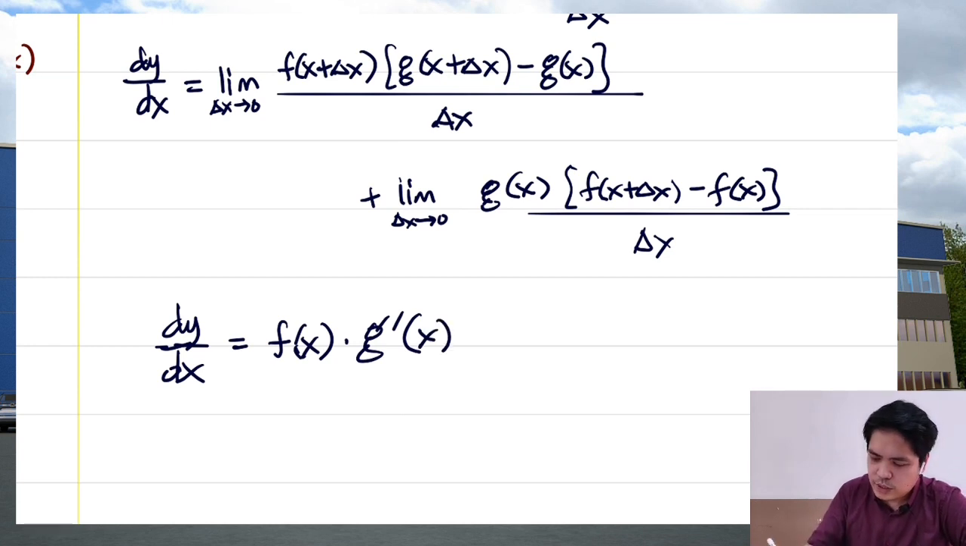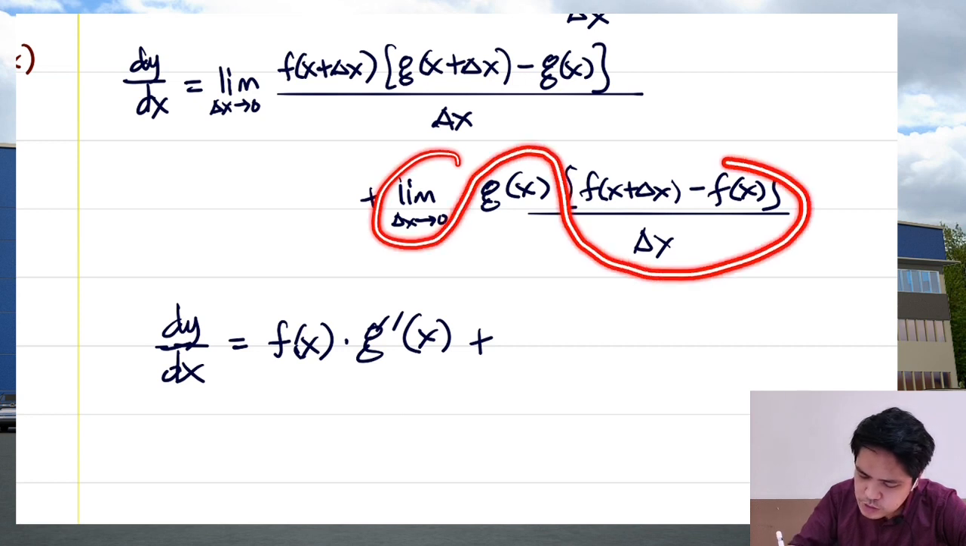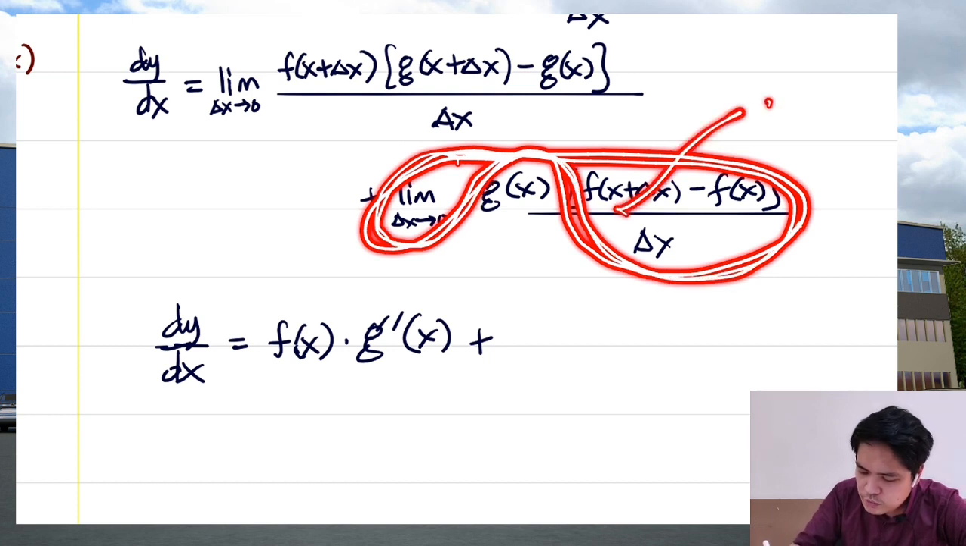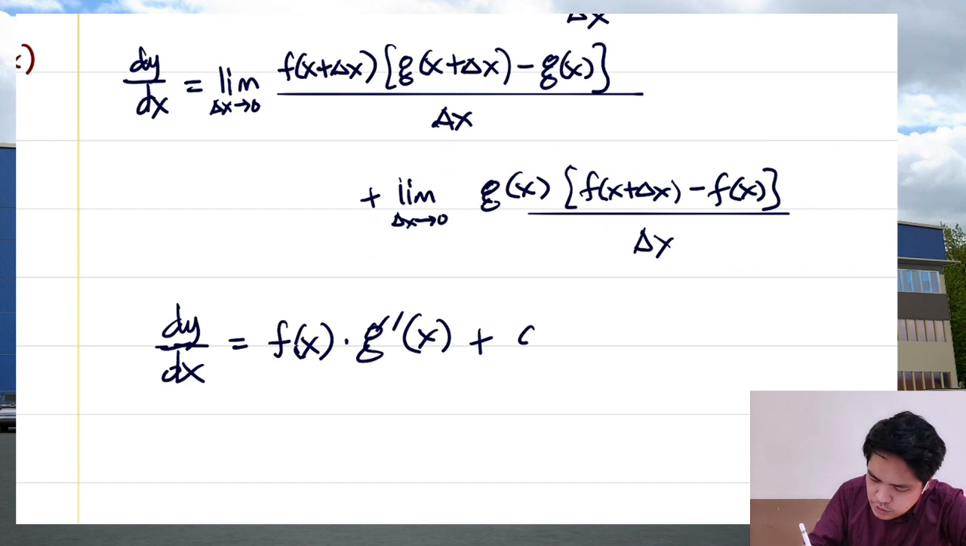So for the derivative, let's put the prime. Okay? Plus, here it's the same. If delta x approaches 0, this will become the derivative of f of x. So this would become g of x times the derivative of f of x. So that's g of x times the derivative of f of x.